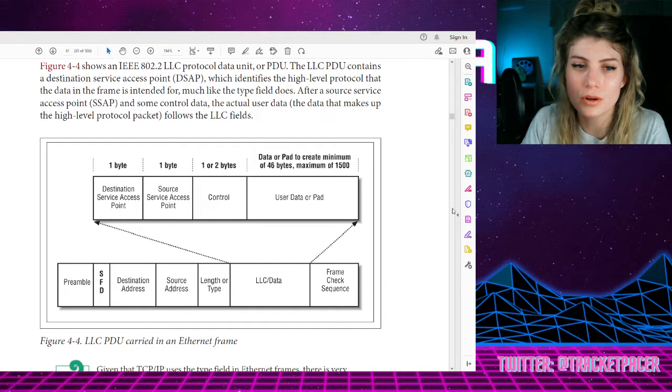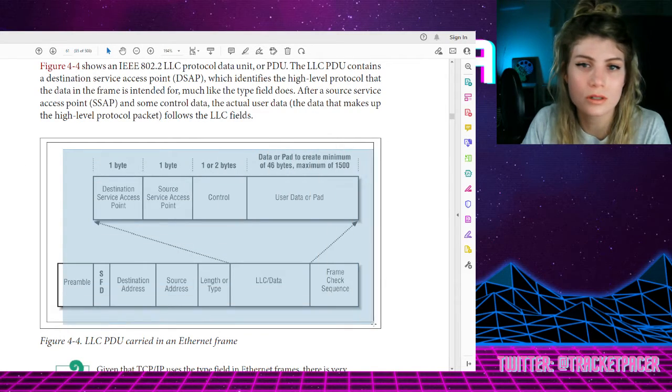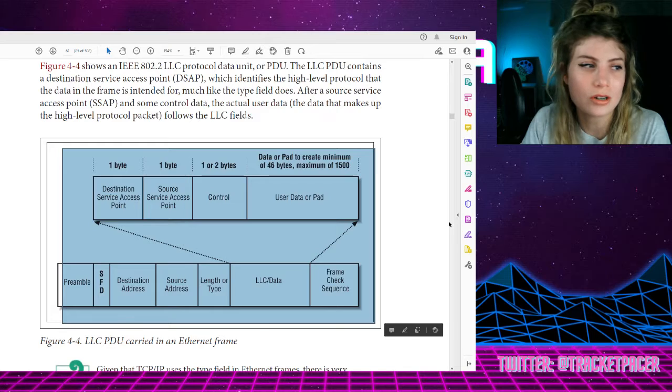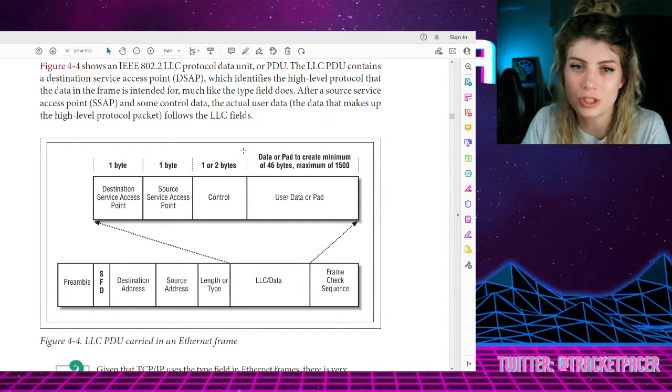Okay, so this is an LLC PDU. It has a destination, a DSAP, which identifies the high-level protocol that the data in the frame is intended for. So that would be right here, our first byte. Destination Service Access Point, DSAP. So what's our high-level protocol, basically? That's what this says. After a source service access point, right after that, and some control data, the actual user data follows the LLC field.